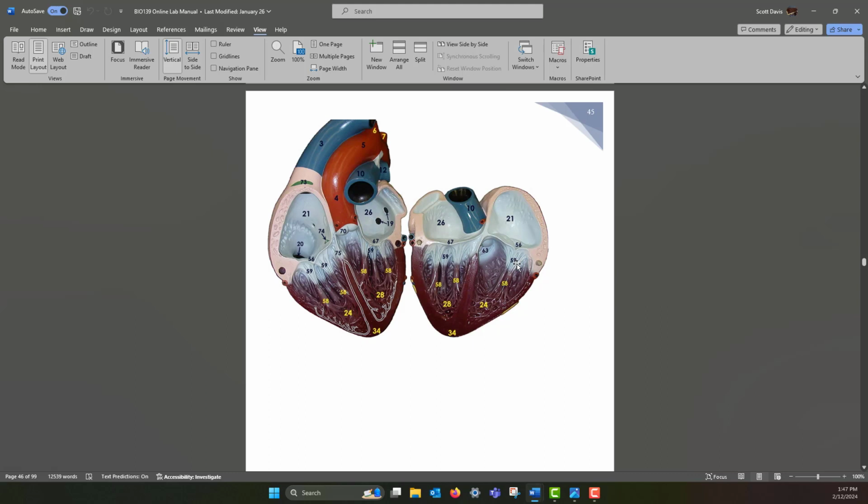So how do you know what's what? Again, look at the walls of the ventricles. Over here, much thicker wall. Here, much thinner wall. Left wall, right wall. Left ventricle, right ventricle. So that's how you orient yourself.